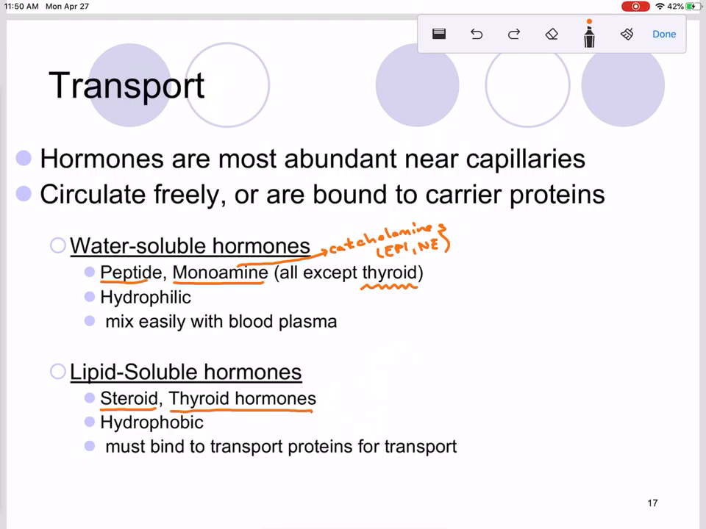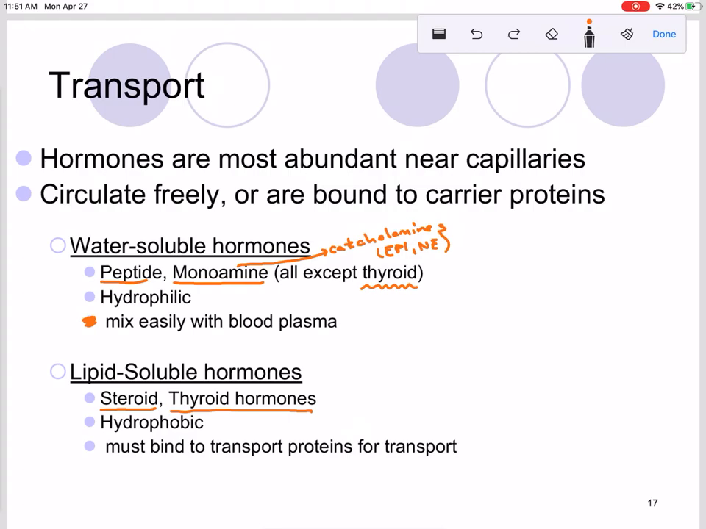So I would start there in trying to comprehend what we're going to talk about here. Which of those three categories of hormones are water soluble? And which of those three categories of hormones are lipid or fat soluble? Good. So then we know how they're transported because we know the blood is 55% water.